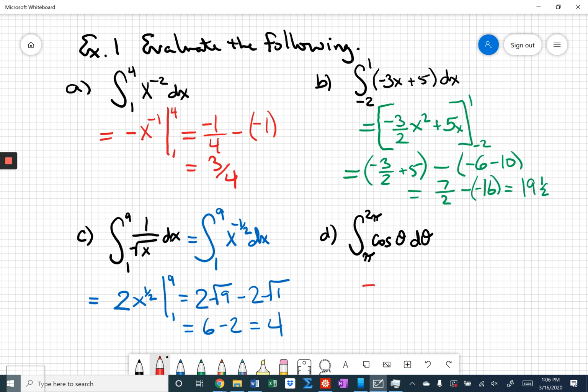All right, so I need an antiderivative of cosine of theta. Well, sine of theta is an antiderivative. I don't need the constant of integration for this one. I need to evaluate this from pi to 2 pi. So I'm going to get the sine of 2 pi minus the sine of pi. Both of those are 0, and so this works out to be 0.